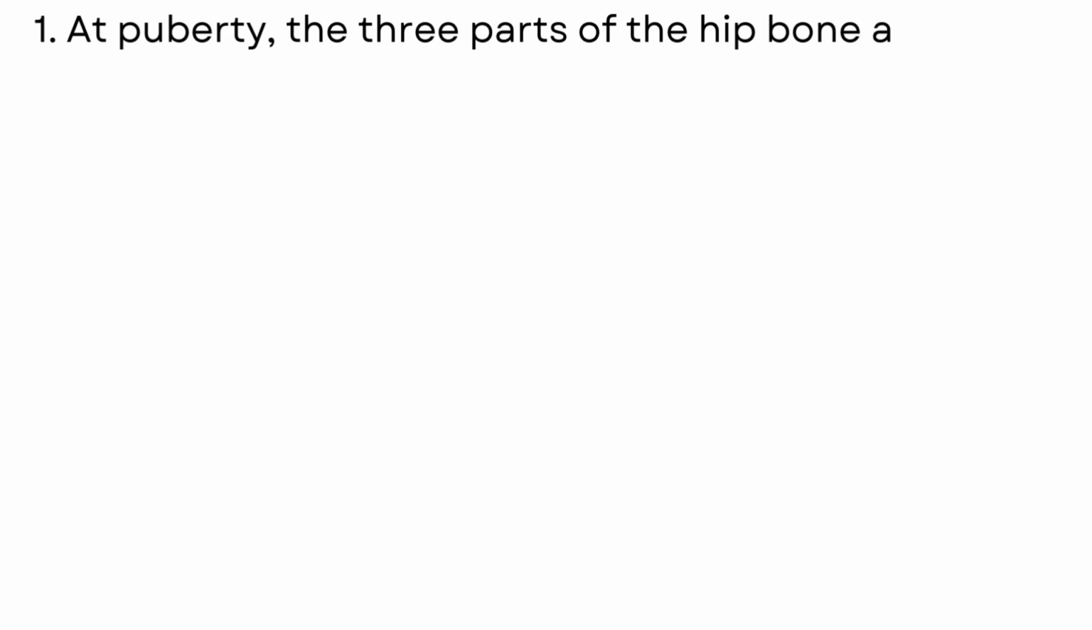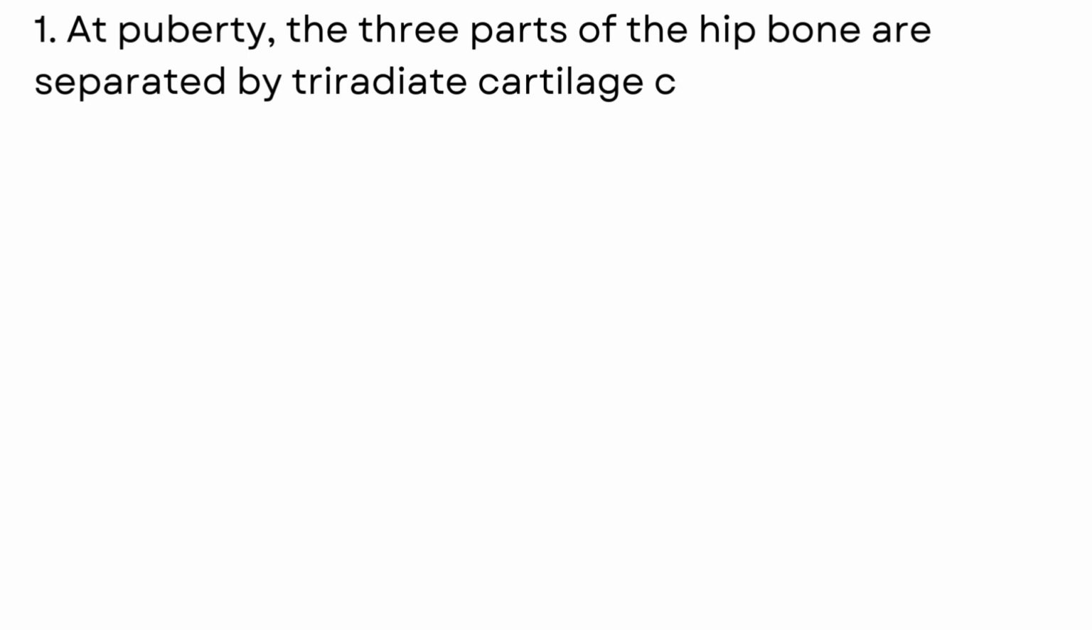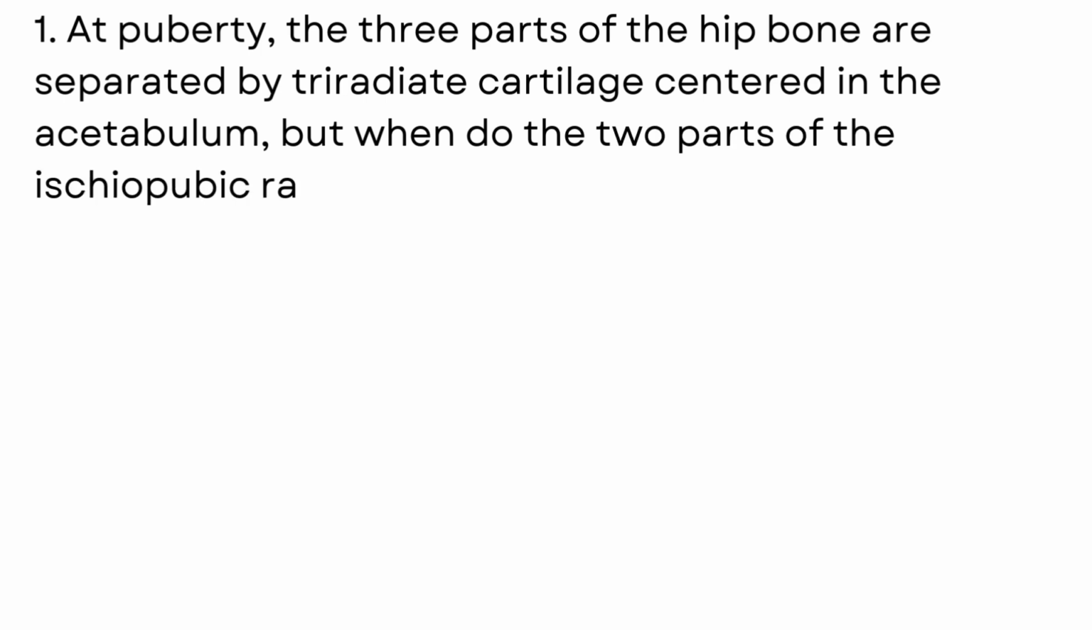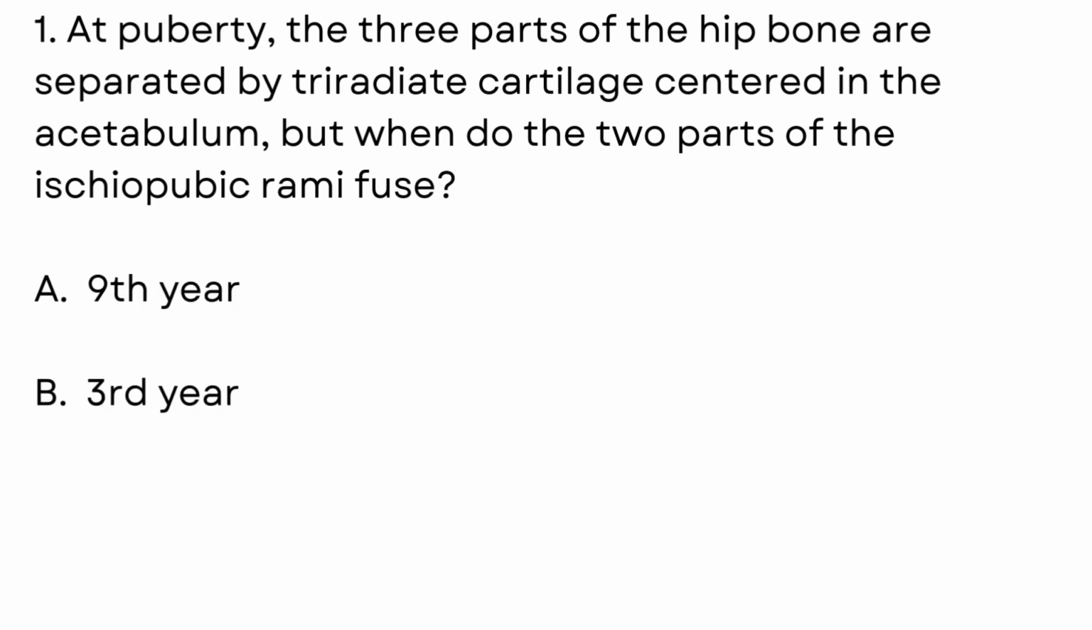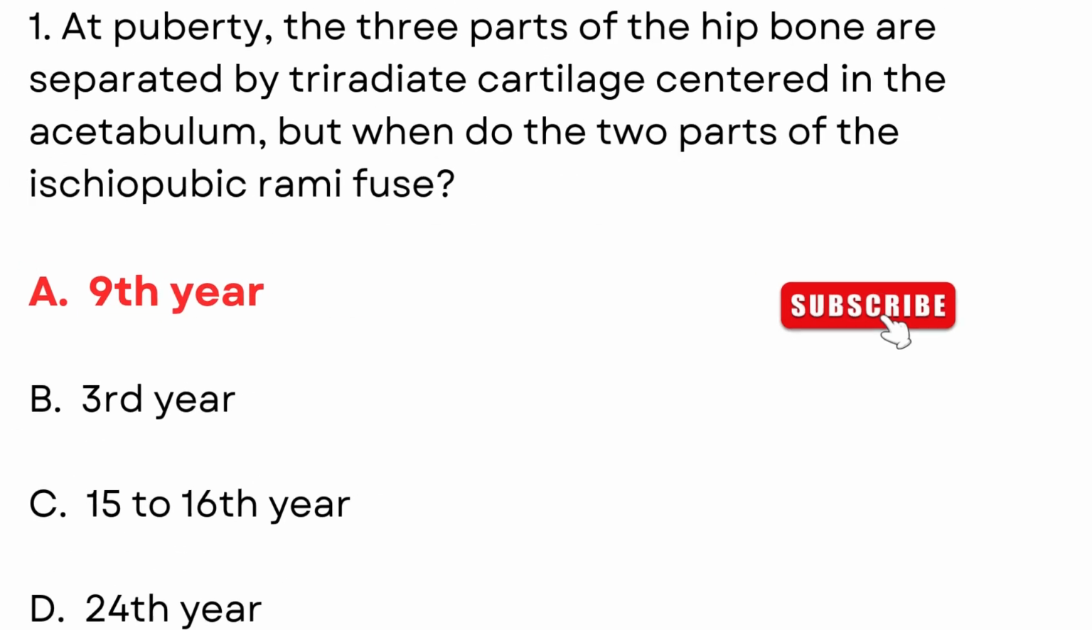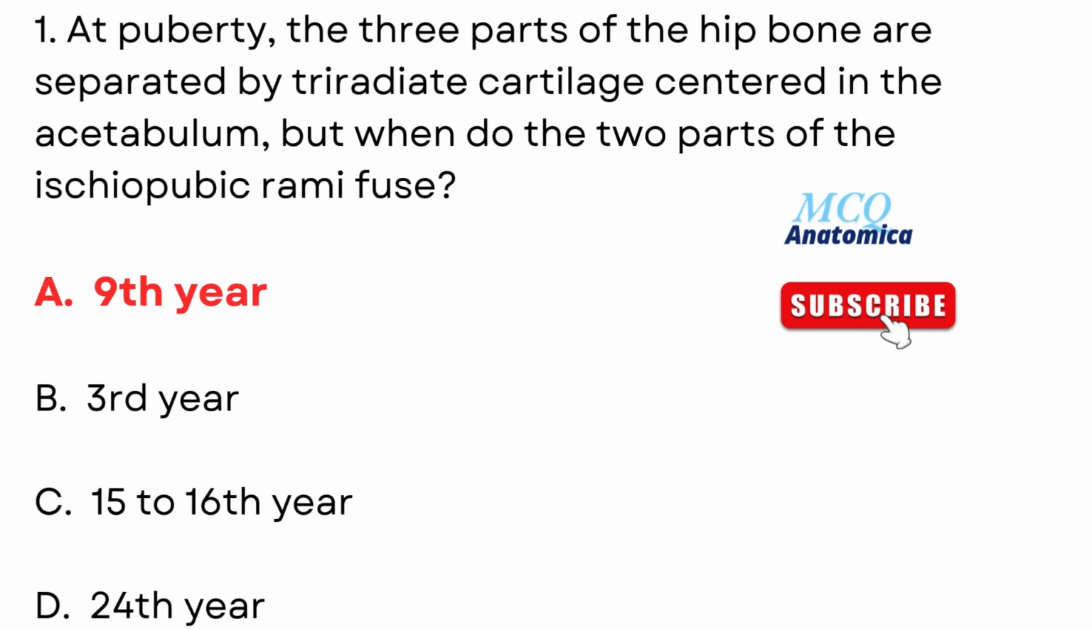1. At puberty, the three parts of the hip bone are separated by triradiate cartilage centered in the acetabulum. But when do the two parts of the ischiopubic rami fuse? A. Ninth year. B. Third year. C. 15-16 each year. D. 24th year. The answer is A. Ninth year.